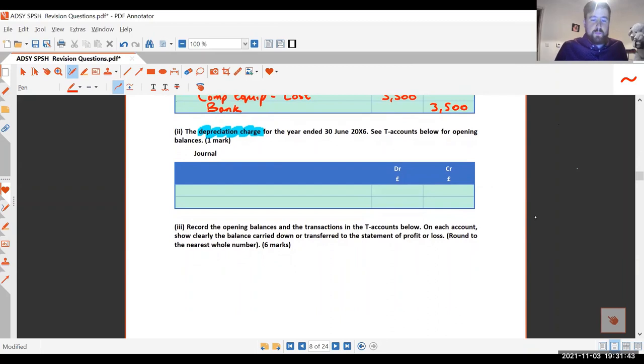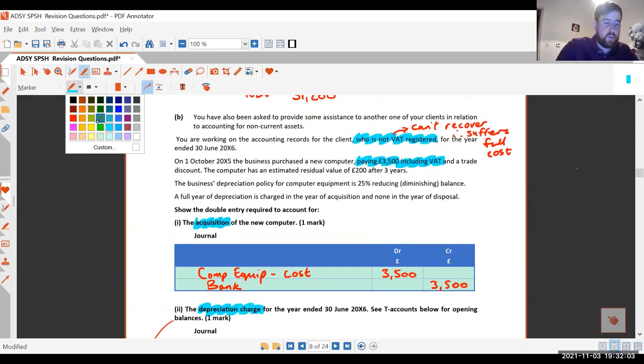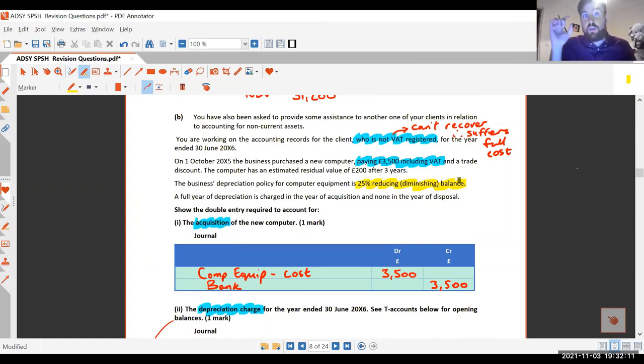Okay, part two is that depreciation charge. So my first step here is to consider, in terms of this charge, what the value of my existing assets are. Because the depreciation policy that we're working with this time is that it's 25% reducing balance. So we're not interested in the original cost this time round. We're interested in the value of the assets. Okay, so we need to work out what it is at the start of the period and then just work out a flat percentage on that. We've got that same rule again. Full year of depreciation in the year of acquisition and nothing in the year of disposal. We haven't actually got any disposals here to worry about. So I'm going to leave that alone.